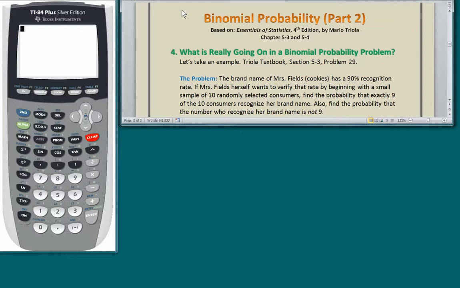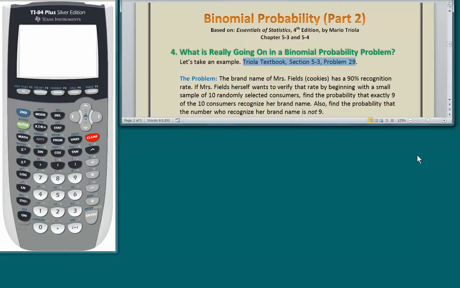And the example is from the Triola textbook, section 5.3, problem number 29. And here's the problem, and I'll just go ahead and read it. The brand name of Mrs. Fields cookies has a 90% recognition rate. That means that apparently across the whole country, somebody knows that 90% of everybody recognizes the name of Mrs. Fields cookies.